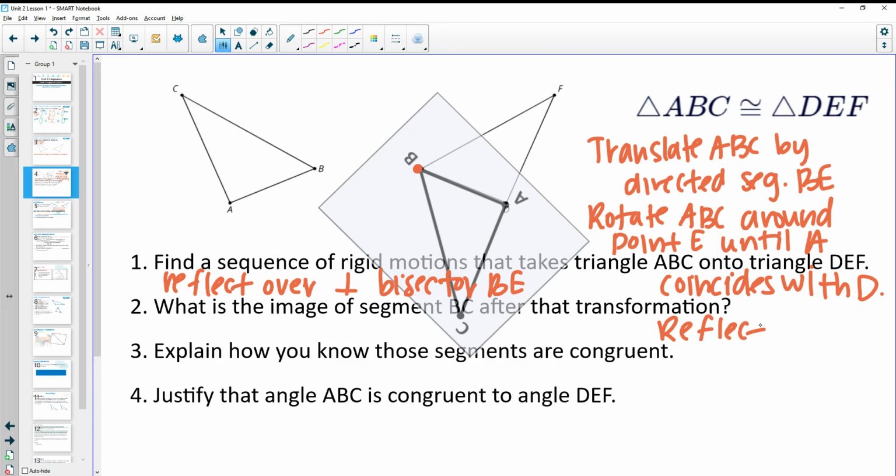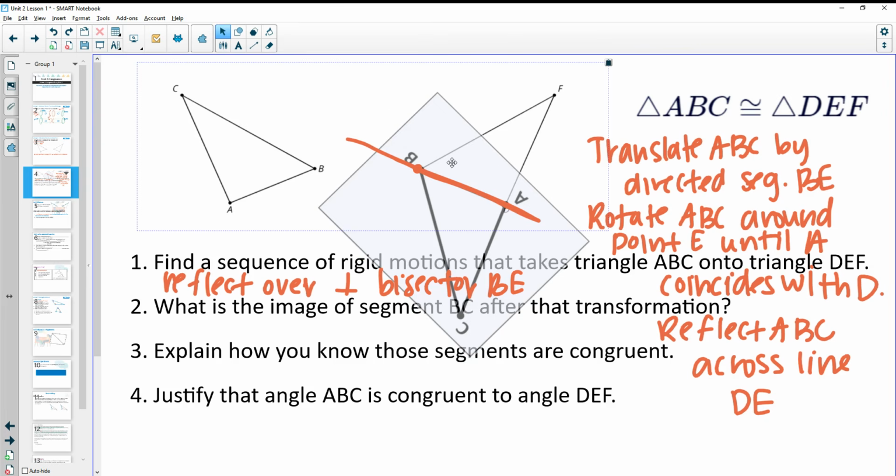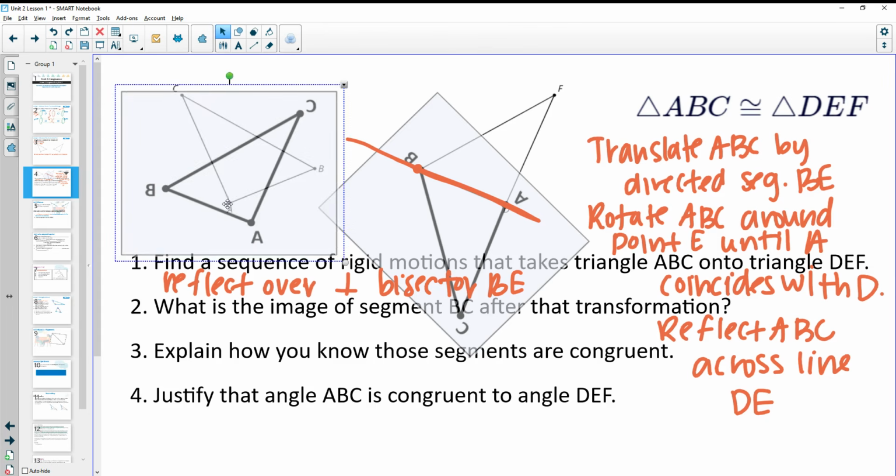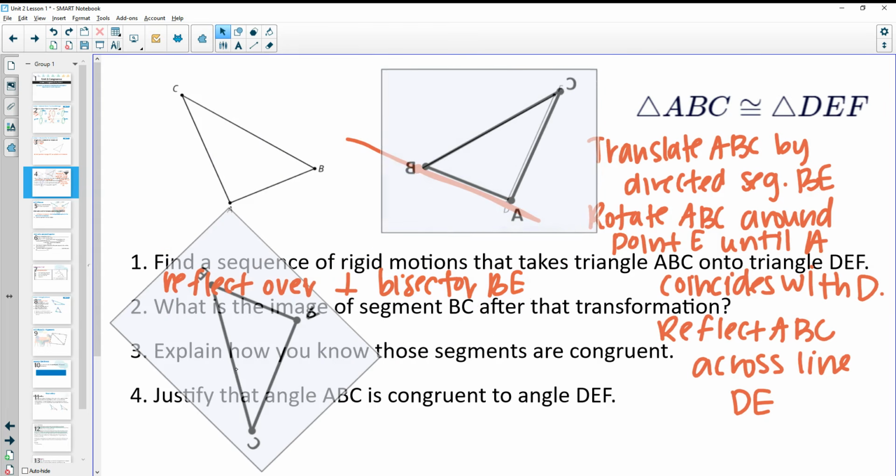And then finally, you would want to do a reflection. So then you would want to reflect ABC across line DE there, or AB, you could call it AB if you wanted. So then reflect over that line, and then that triangle will flip up and C will land with F, and you'll have all of those pieces connected. So then if I just reflect this, it would look like this. So it would flip over that line, be right on top of there.